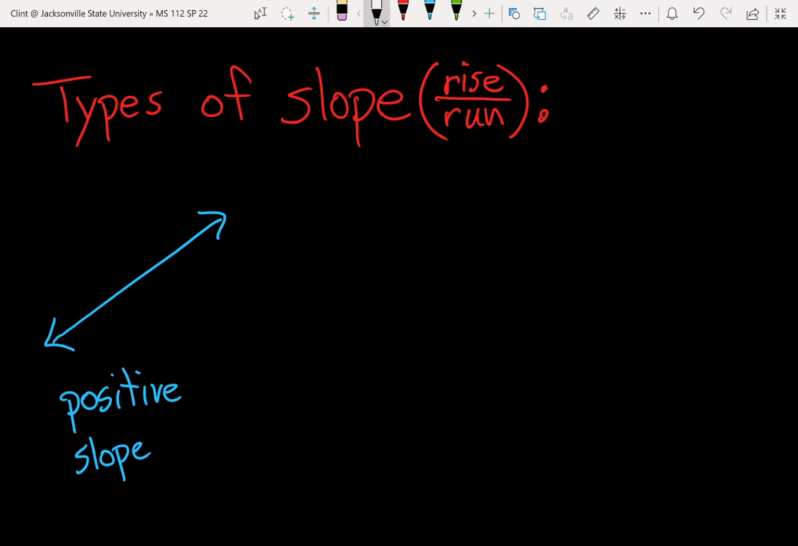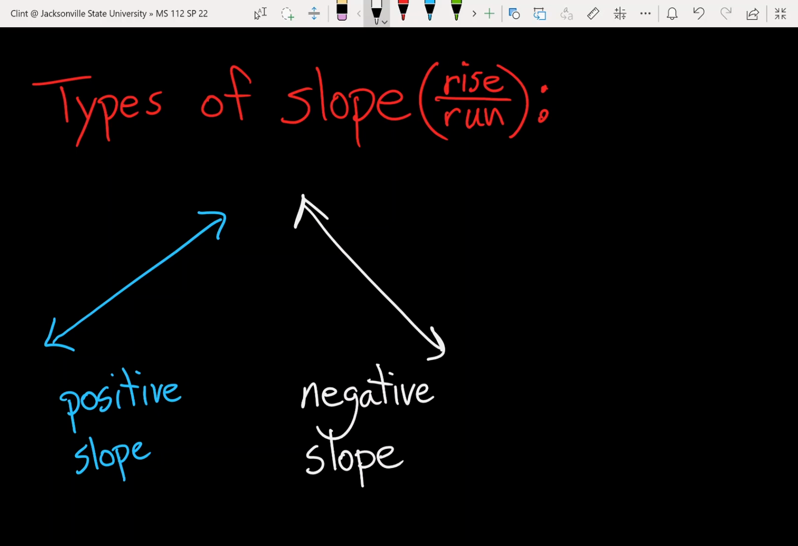Okay. If we have one that goes down from left to right, we'd say that line has negative slope. And then we got 2 more that are a little bit more weird. If you just randomly pick some line in a plane, it'll usually be one of these 2, either positive or negative slope, but we do have 2 special cases.